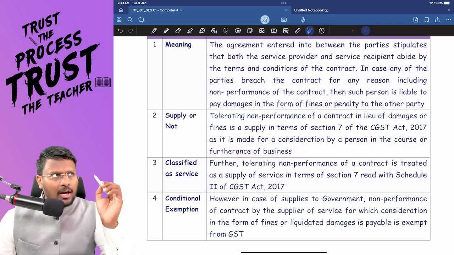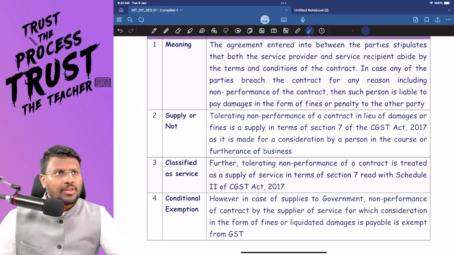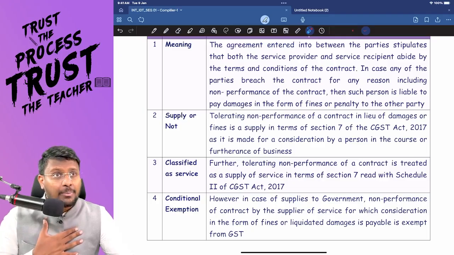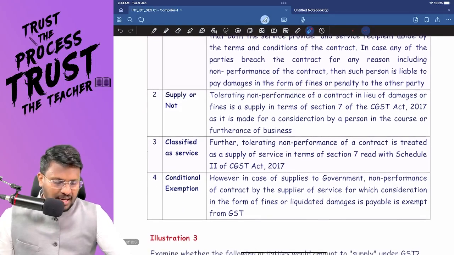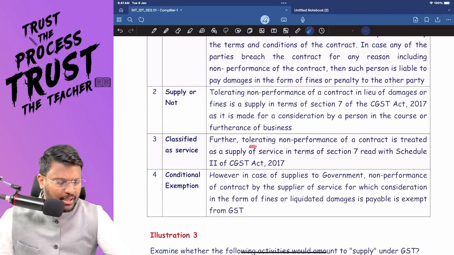Because if you are doing something, it is a supply. If you are not doing something, that is also a supply. If you are not doing something and I am tolerating that act, that means I am providing a supply of service. For that only you are paying consideration by way of fine or liquidated damages. Classified as service. Further, tolerating non-performance of contract is a supply of service in terms of section 7.